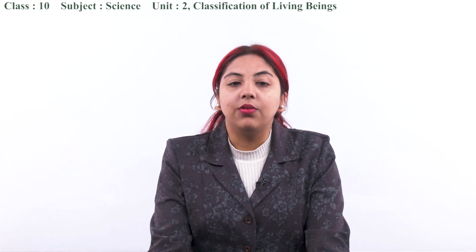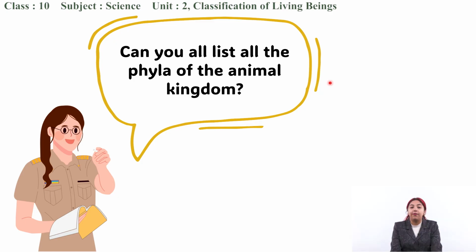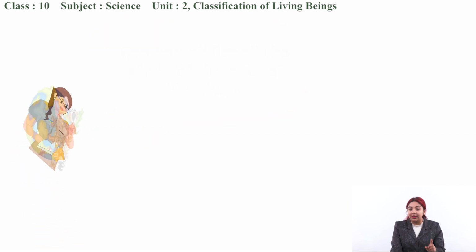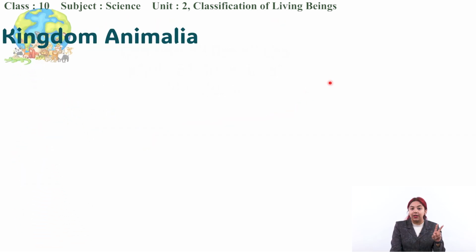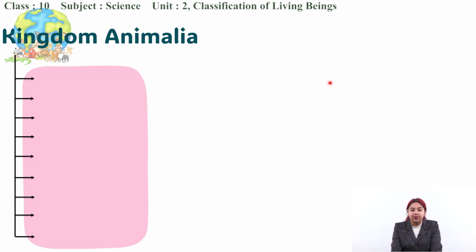Before starting this class, I want to ask you all a few questions. Can you list all the 9 phyla of the animal kingdom? There are 9 phyla. 8 of them are invertebrates, and the vertebrates lie under the phylum Chordata. So there are in total 9 phyla. Can you guys list all the phyla? Okay, let me give you a hint.